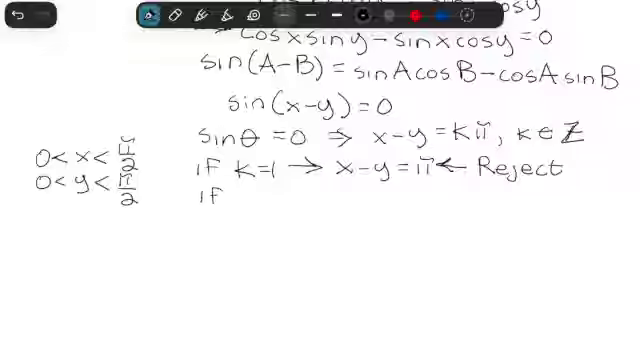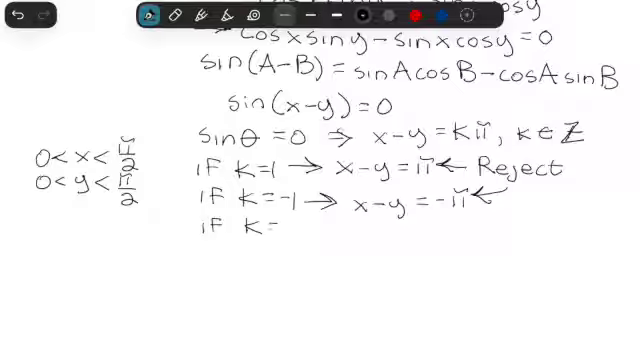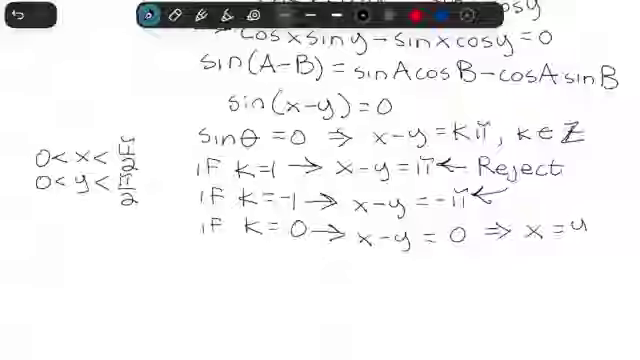So let's try -1. So x minus y equals negative pi, and I think we can already see the same thing. There's no way we can possibly get that given our domain, so we're going to reject that as well. So the only thing left to try is k equals 0. So x minus y equals 0, which means that x equals y.